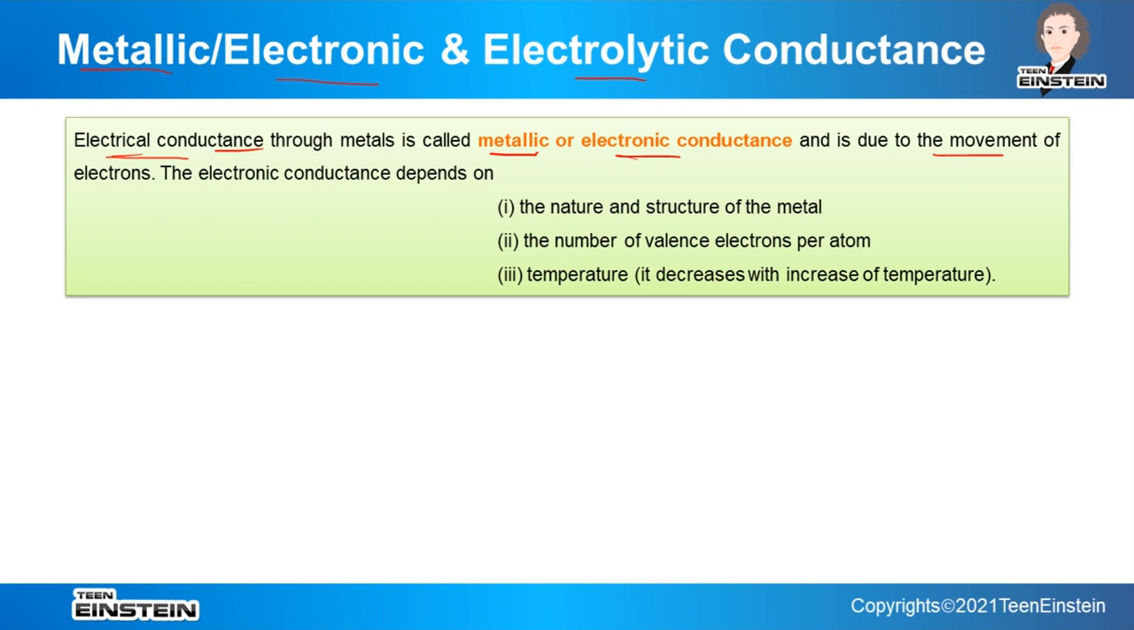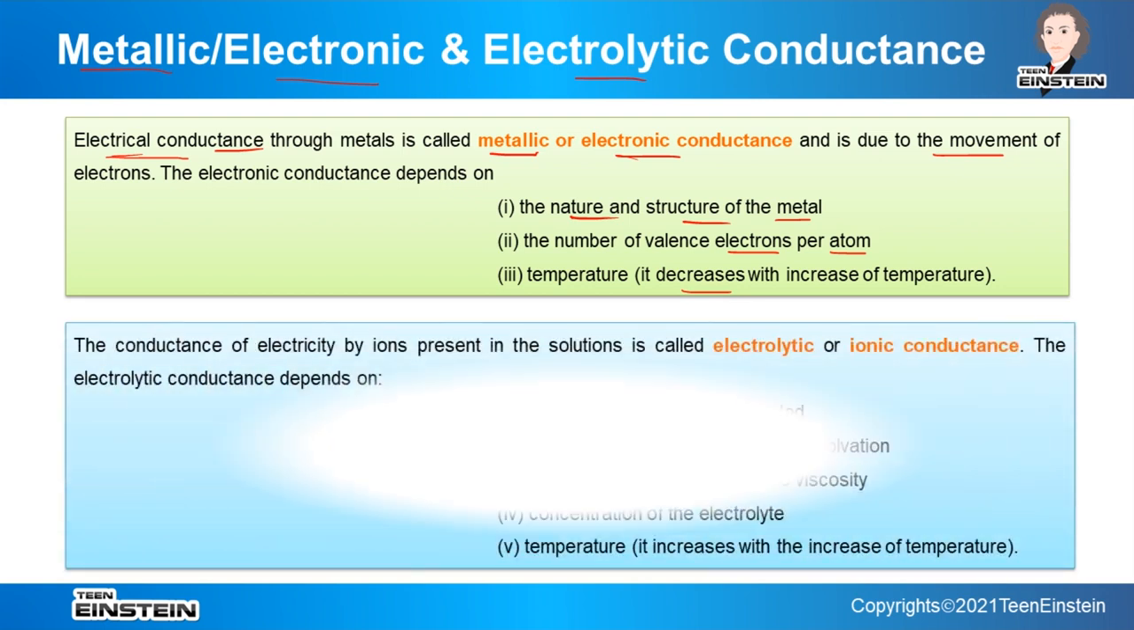And this type of conductance depends on some factors: the nature and structure of the metal, then the number of valence electrons per atom of the metal, and temperature. And the important thing is it decreases with increase of temperature. Another type is electrolytic conductance.